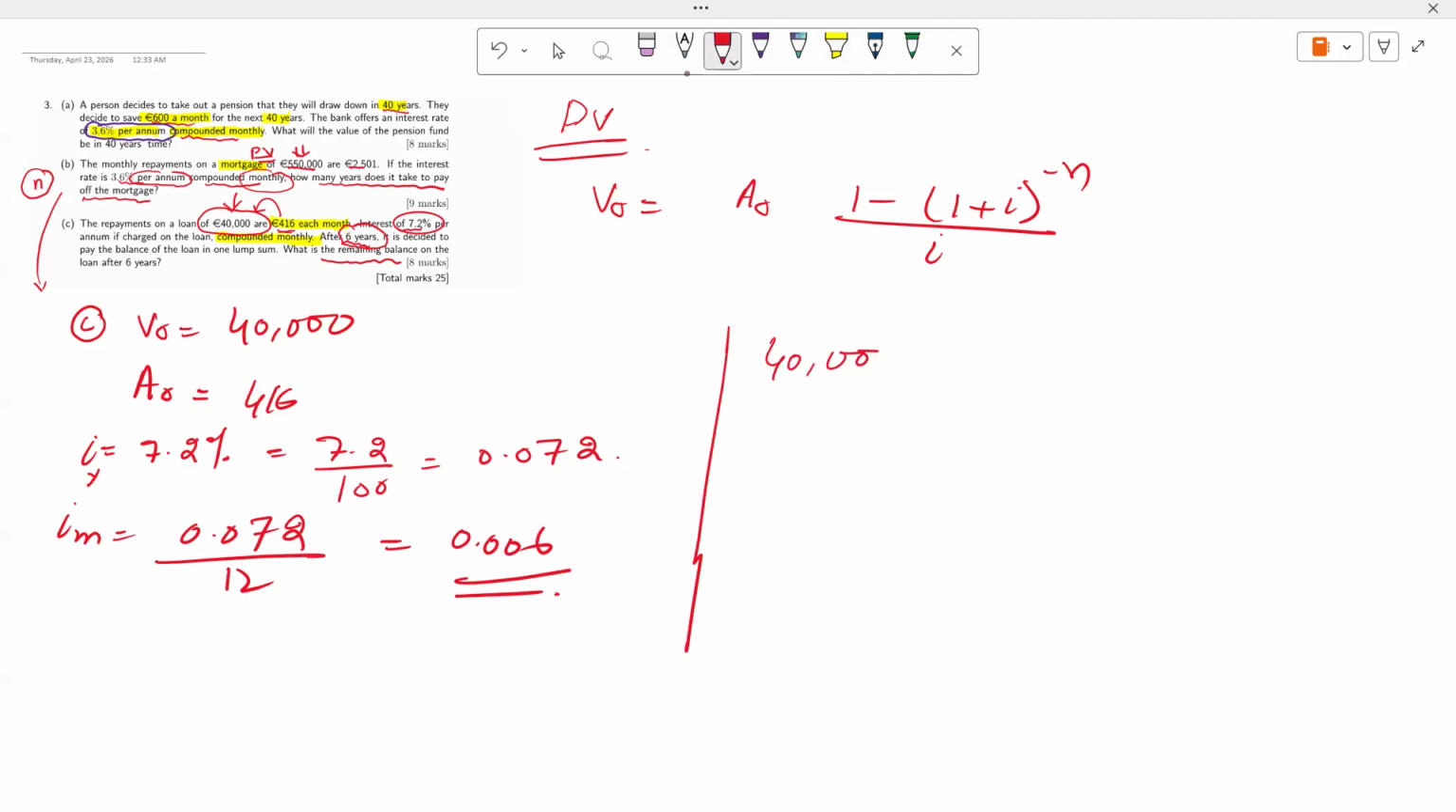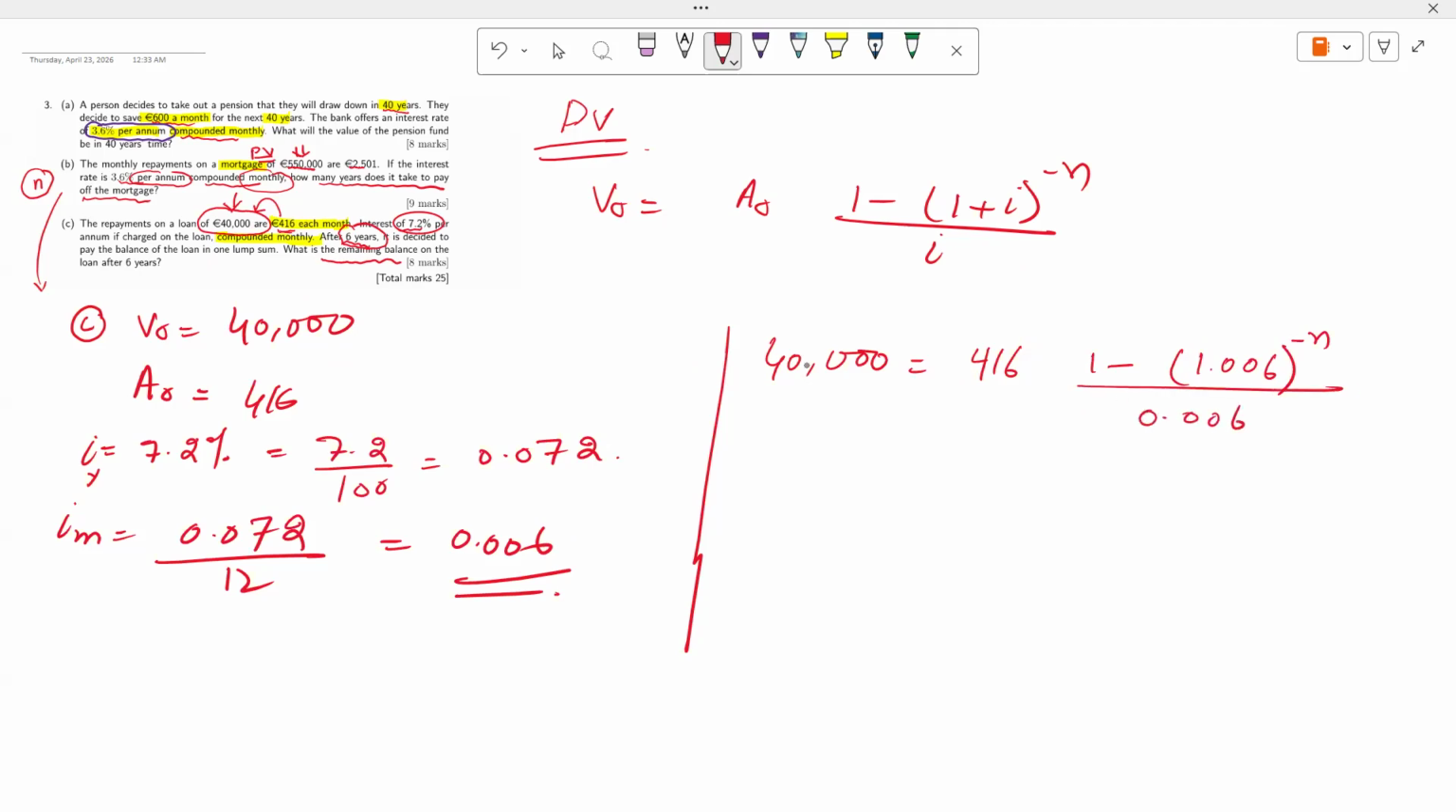So use the present value formula. This is 40,000 equals 416, and you need to follow the exact same steps as you did in the B part. And what are we going to find? We're going to find how many months it would take me to pay my loan of 40,000 euros that I took from the government or the bank. Once I know that, I can answer the C part. So that's why I'm going to find this. So 1 minus 1.006 raised to the power minus n, which is what I need to find, divided by 0.006.